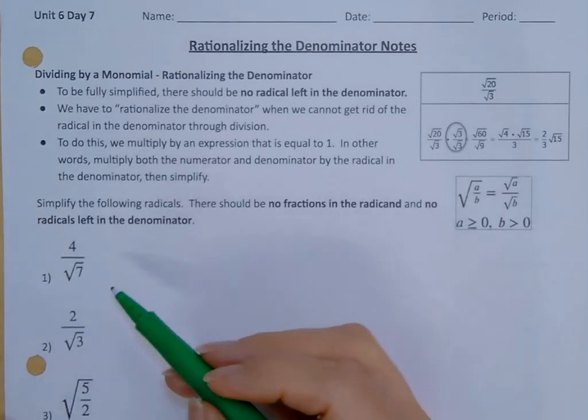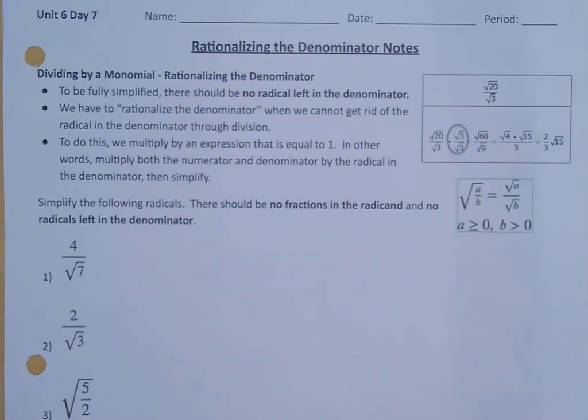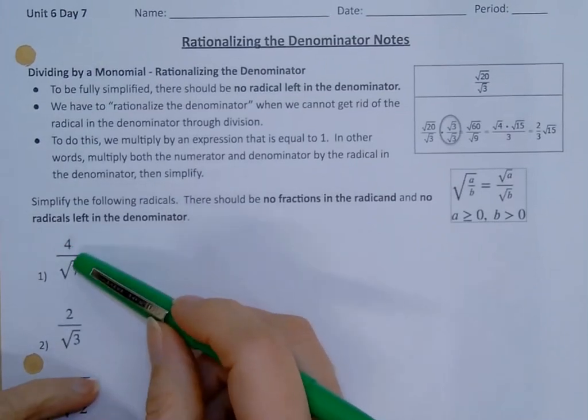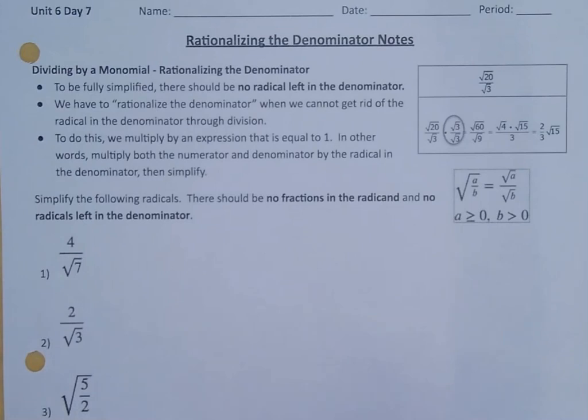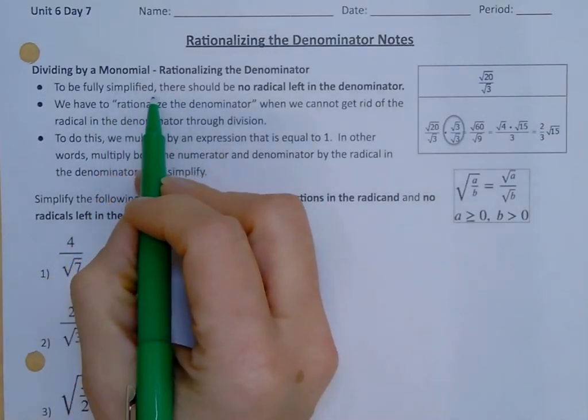If I have an example like 4 over the square root of 7 here, the square root of 7 is an irrational number, right? Because it has a decimal that doesn't terminate, it doesn't repeat. So we want a rational number in our denominator. So what we're going to do is manipulate this just so that it looks like there's a rational number in the denominator.